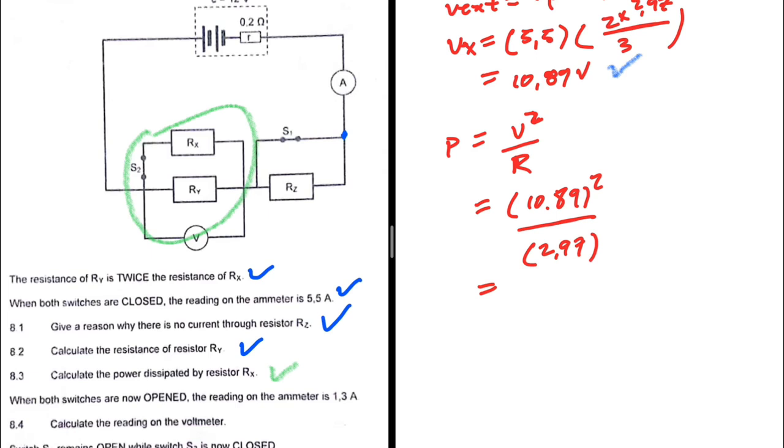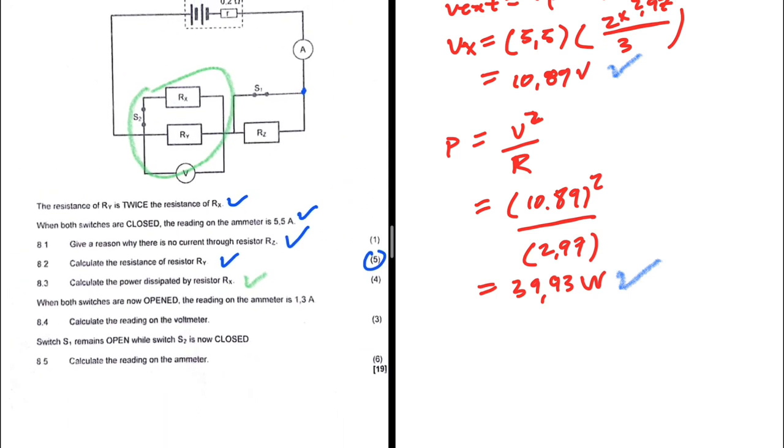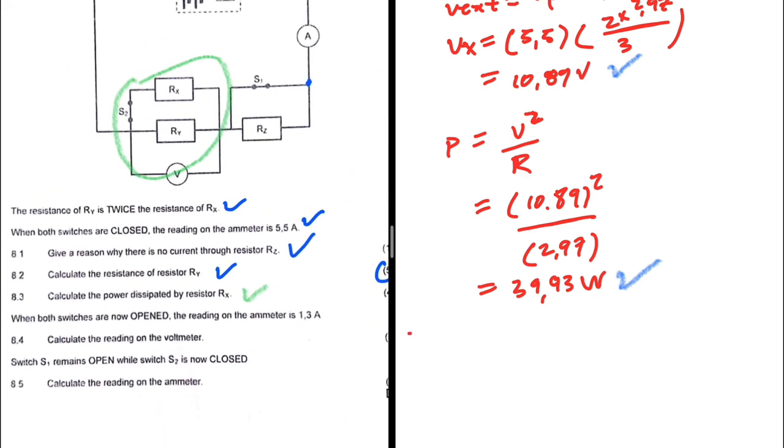2.97. I'm getting 39.93 watt. Okay, there we go. That is the power dissipated by resistor X. We are making some progress. 8.4, let's hear the stories. Calculate the reading on the voltmeter.